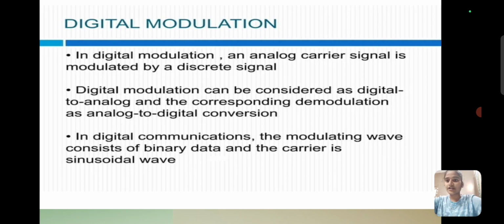Now, digital modulation. In digital modulation, an analog carrier signal is modulated by a discrete signal. Digital modulation can be considered as digital to analog conversion and the corresponding demodulation as analog to digital conversion. In digital communications, the modulating wave consists of binary data and the carrier is a sinusoidal wave.